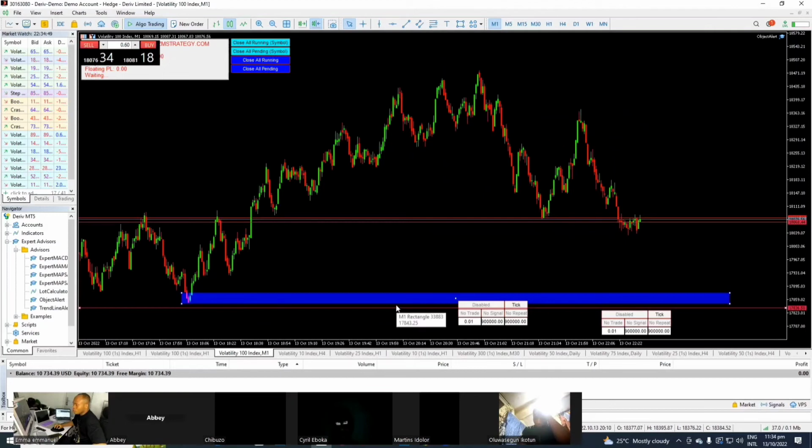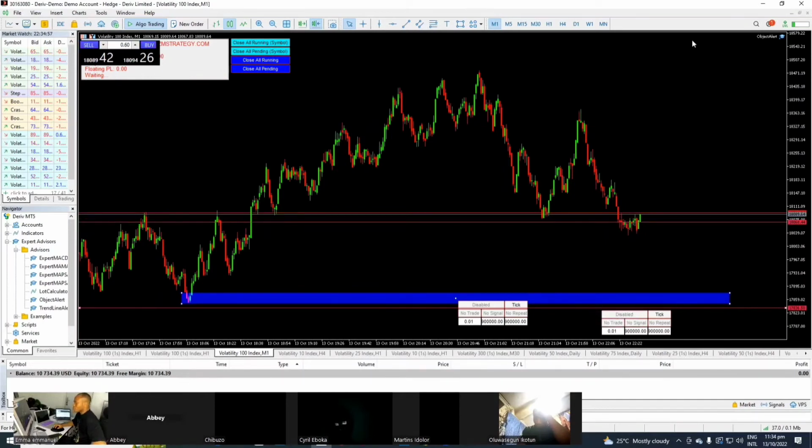So taking it on the 1 minute time frame, you can see that you are able to use at least a smaller account, maybe like $10, to get at least $100 to $200 by risking a little money here.